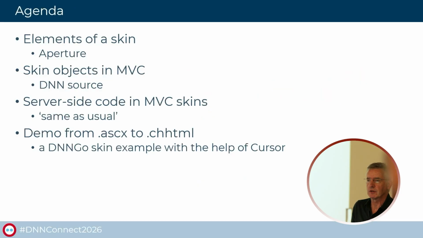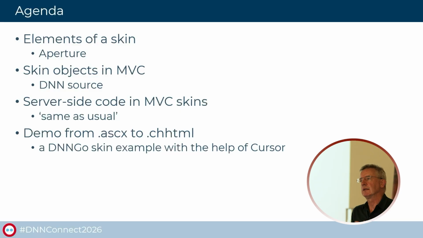I will first go over the aperture skin, what it looks like now in the sense of ASCX and cshtml. Then I'm going to look a little bit at what skin objects are and where they live in the source, so you can reference that if you want to know something. I'm going to talk a bit about the server-side code that you see in DNN skins nowadays and where you can get that, because it's sort of the same as usual.